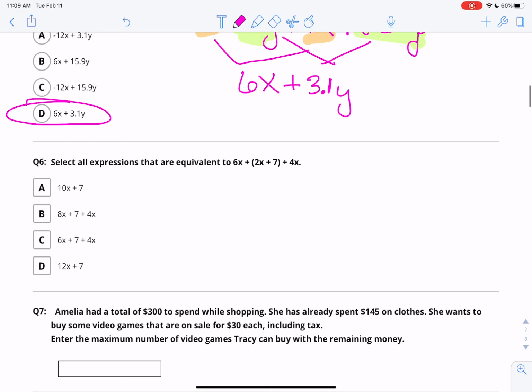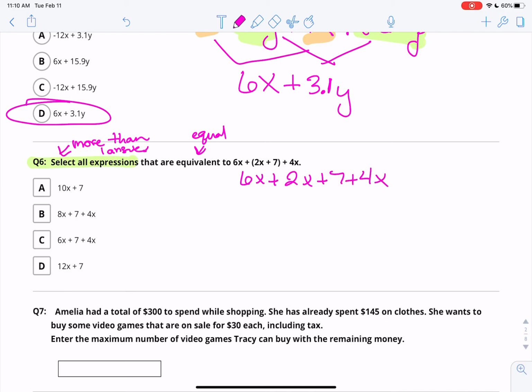All right, number 6. Now it says select all expressions. Select all, that means more than one answer that are equivalent. So that means equal to or the same. And once again, we have an expression that has 3 different x's and a number, and A, B, C, and D, it's been simplified. So let's go ahead and rewrite this.